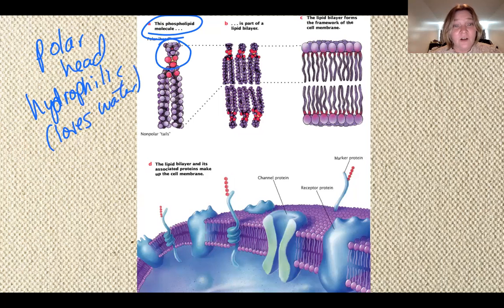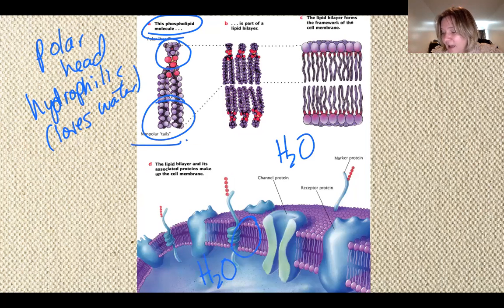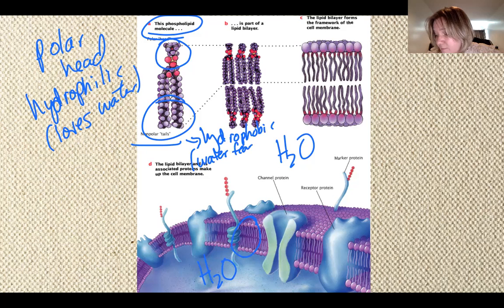And we know that water is also polar. We have to remember that water is most of the outside environment and water is most of the inside environment. So you can see from the diagram here, you need the heads to be facing both outside and inside. Now, the other half of the phospholipid are these nonpolar tails. Because they're nonpolar, they're hydrophobic, which means water fearing.